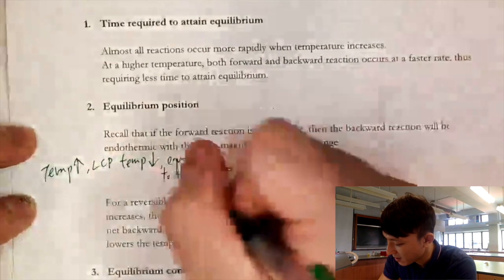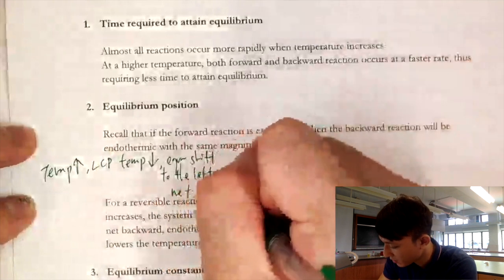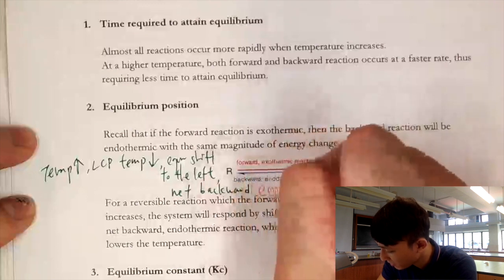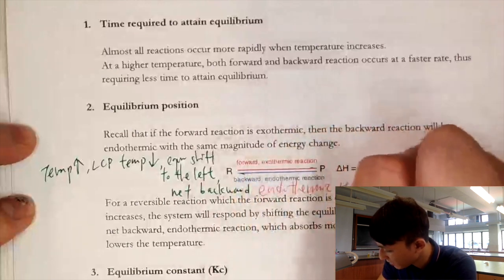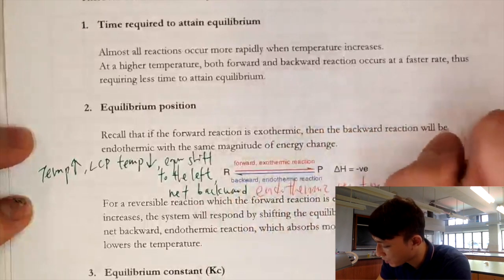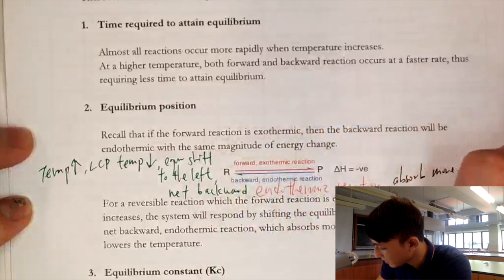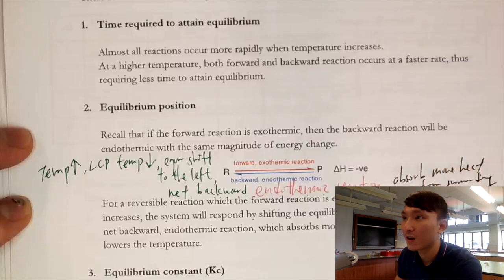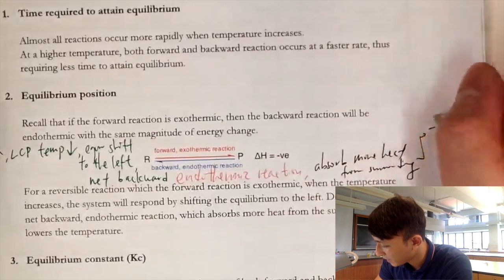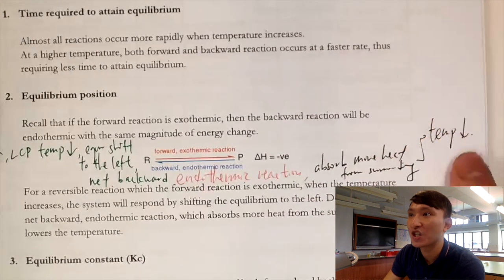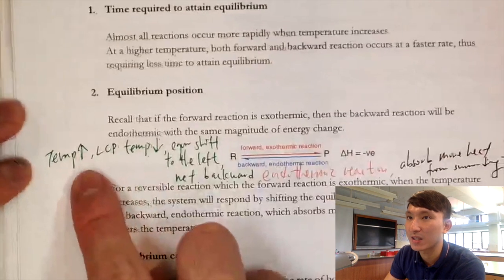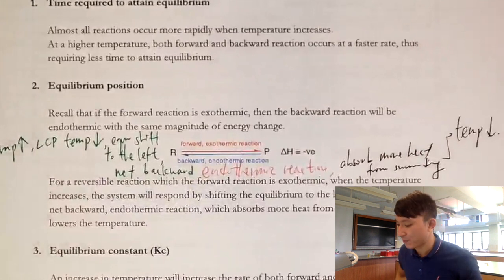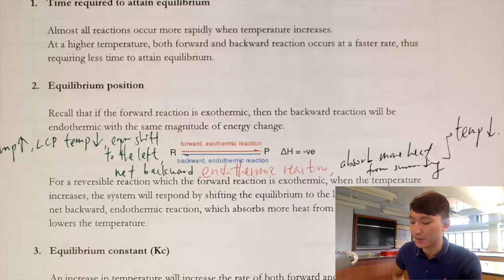So we will have a net backward, and most importantly, endothermic reaction, okay? So that it will absorb more heat from the surrounding, and therefore bring down the temperature, which is counteracting the change. Okay, so this is how we predict the change in equilibrium position.